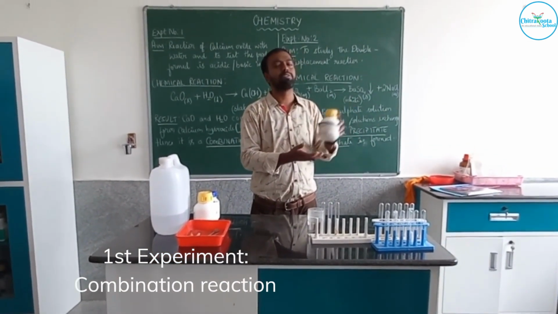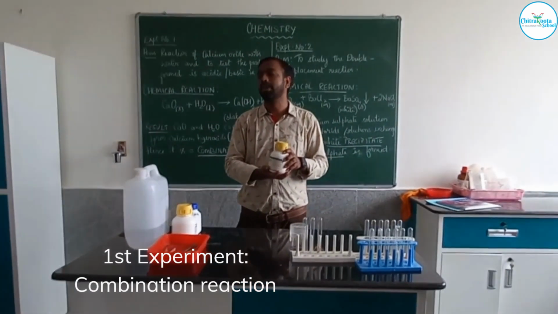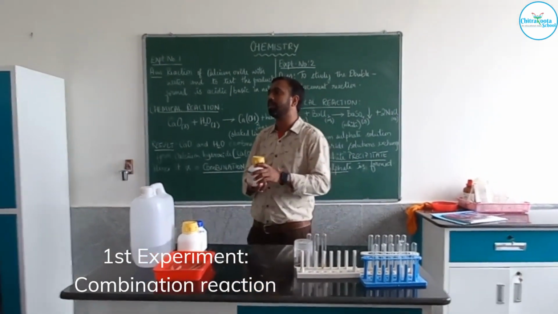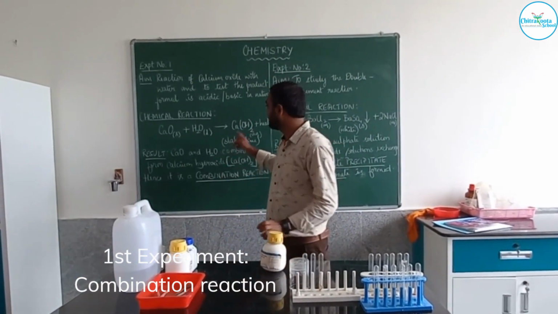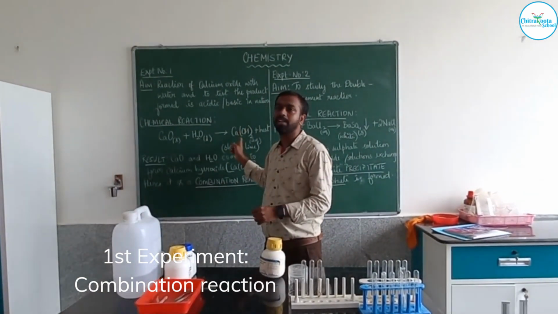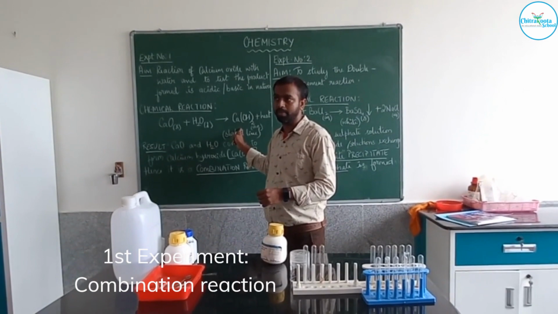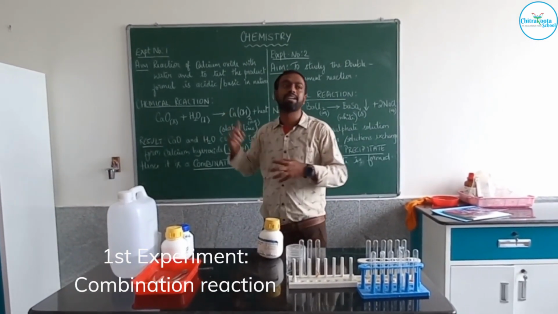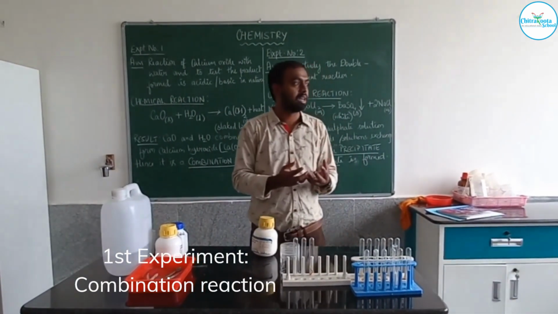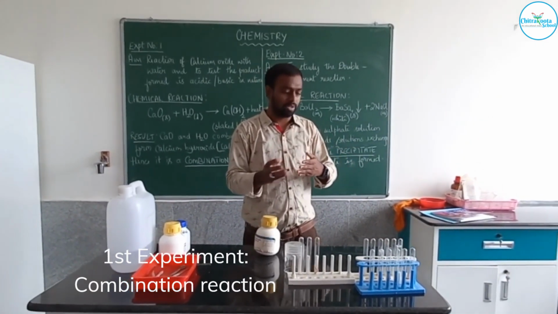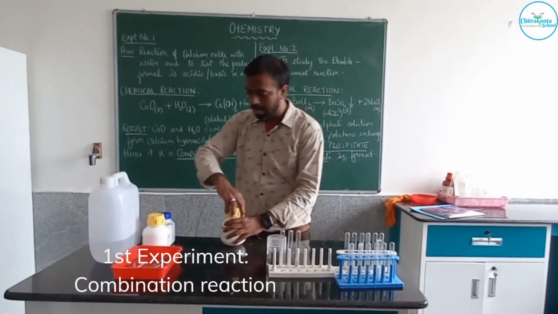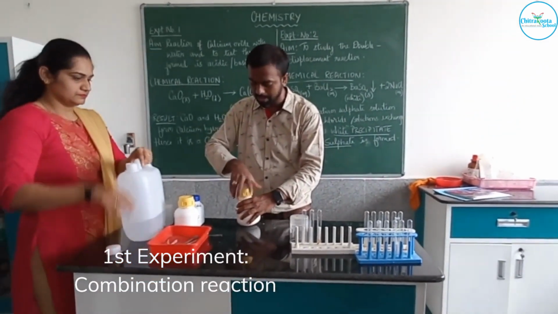What is the common name of calcium oxide? Quicklime. When you add water, it becomes slaked lime. By passing carbon dioxide, we can cross-check whether it has converted into slaked lime or not, because when you pass carbon dioxide into slaked lime, it converts into calcium carbonate. It turns the transparent liquid into milk. Okay, let us try to conduct the same experiment.